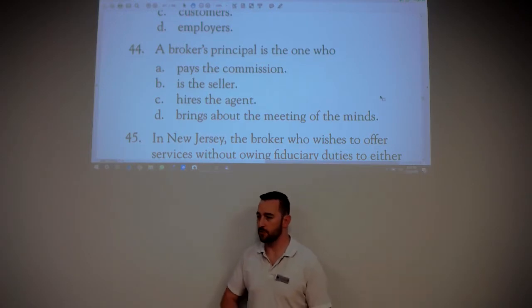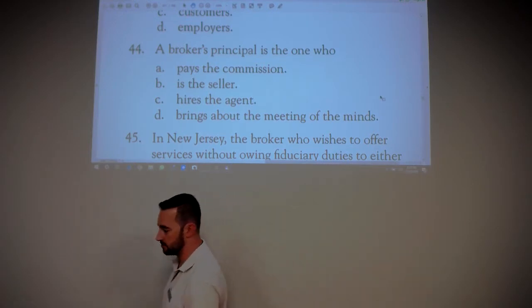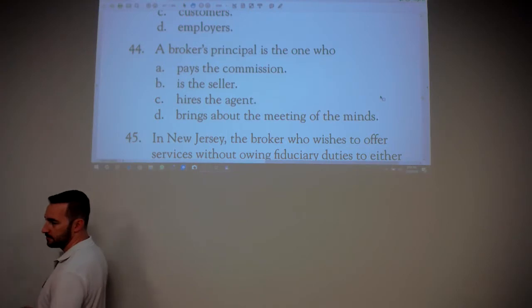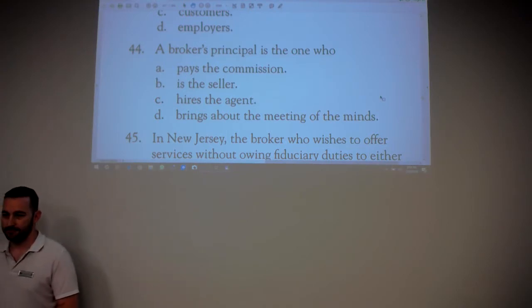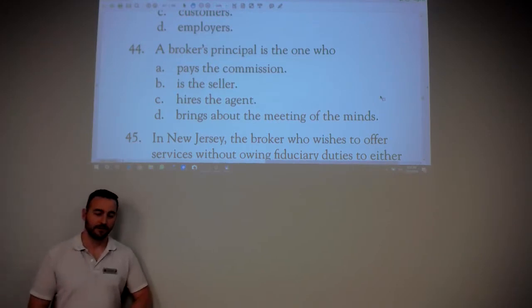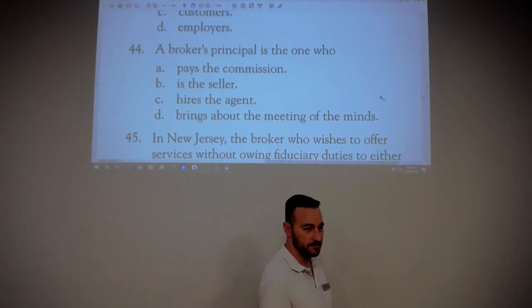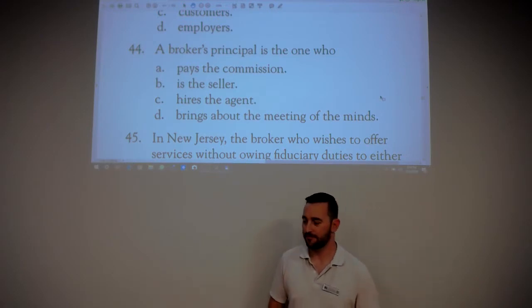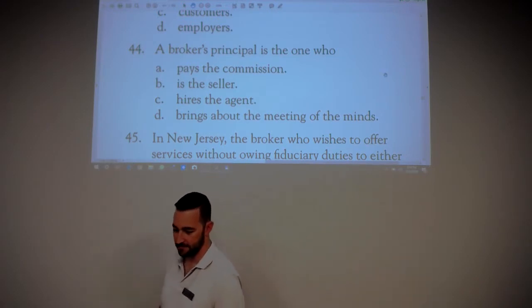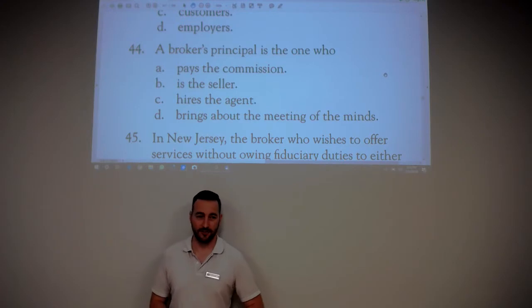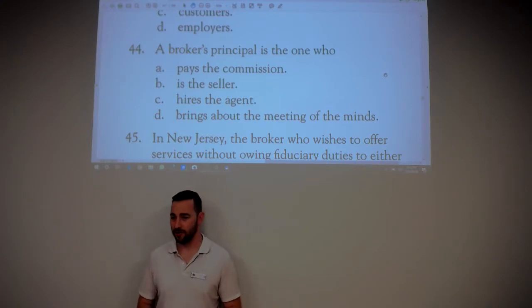A broker's principal is the one who hires the agent. And we're talking about broker of record, right? Correct. The agent represents the broker of record. But who hired the agent? The buyer or seller? The principal, the buyer or seller, hires the agent? They hire the broker through the agent. It's different. So the correct answer is C.